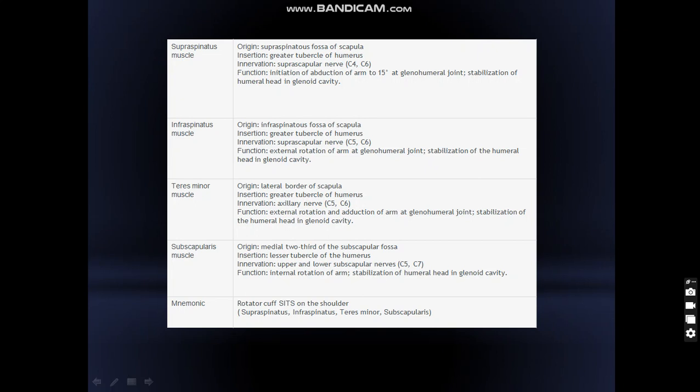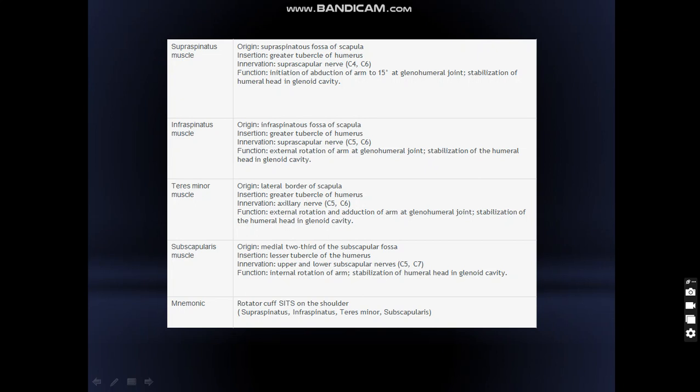Subscapularis muscle. Origin, medial 2/3 of the subscapular fossa. Insertion, lesser tubercle of the humerus. Innervation, upper and lower subscapular nerves C5 C7. Function, internal rotation of arm. Stabilization of humeral head in glenoid cavity.